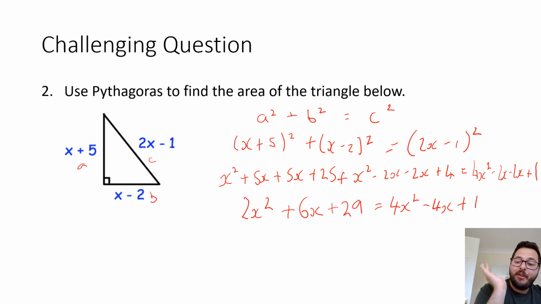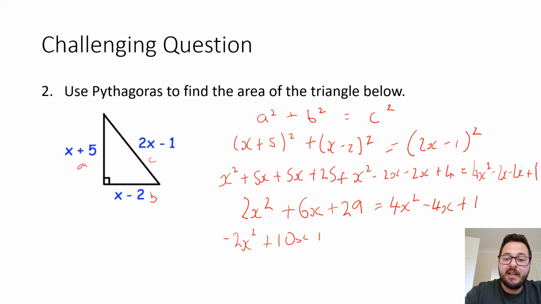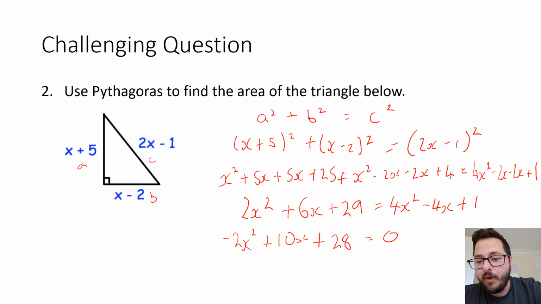Now, let's get everything on the left-hand side and see what we end up with. So, if we take away the 4x squared from 2x squared, we're going to be left with minus 2x squared. Now, we've got minus 4x on the right, so we're going to add it to get rid of it. So, 6x plus 4x is 10x. And we've got 1 on the right, so we take it away from 29. We've got 28, which is 0. Okay, so now we've got a quadratic all on the left-hand side.